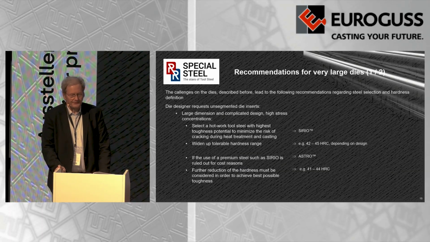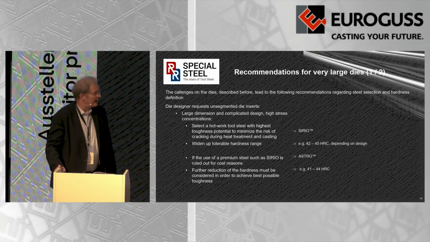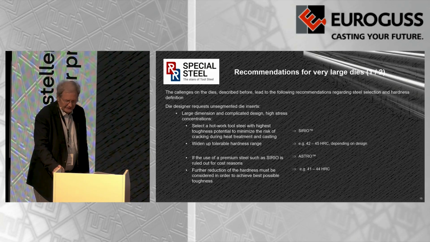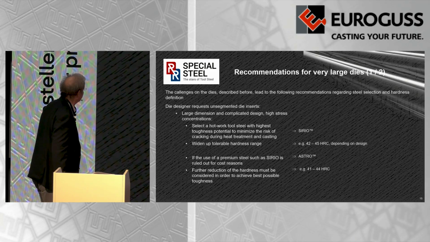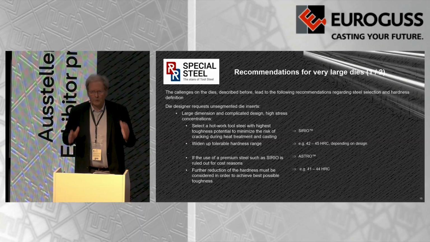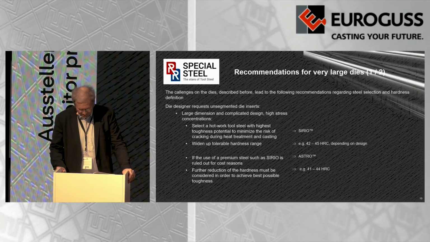After so much of theory, the question is what to do with megacasting dies. We have to consider two options. The first option is that the die designer requests the die to be built from only one block, not a segmented but a monoblock die insert.